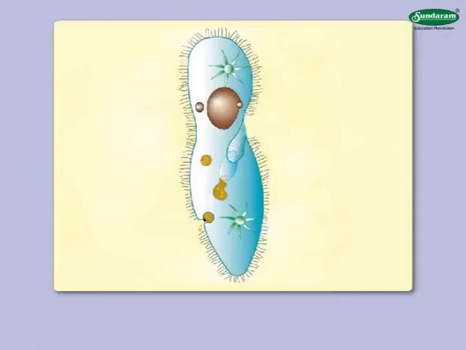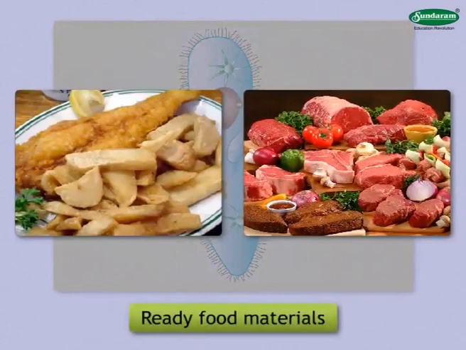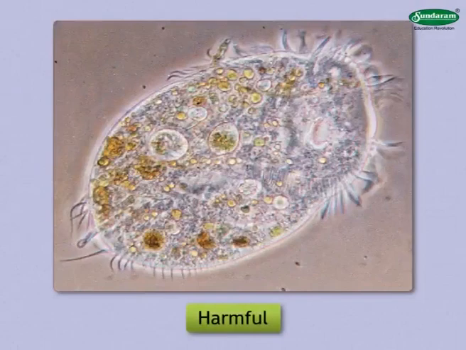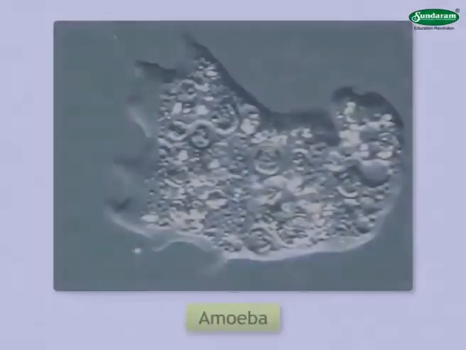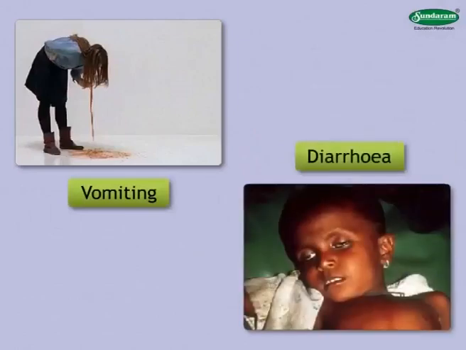Coming to the last microorganism called protozoa. This is a class of unicellular animals. Their cells do not contain chlorophyll. They have a cell membrane and a nucleus. They grow by obtaining ready food materials. Some protozoa are harmful. For example, when protozoa like the amoeba enter our stomach through contaminated food or water, they cause various illnesses like vomiting, diarrhea, etc., which may become chronic if not treated in time.